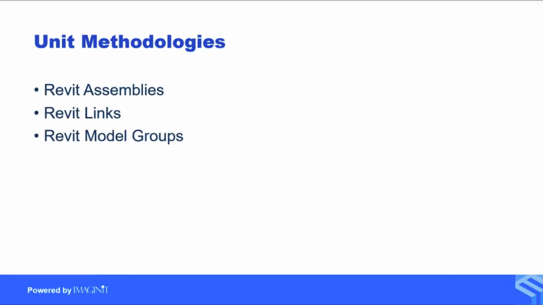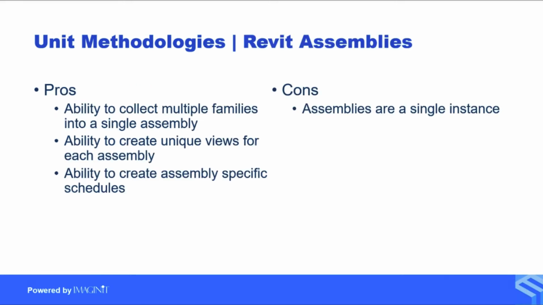The 3 methods that you can use to do unit-based projects, aside from just manually doing it one by one, are assemblies, links, or model groups. Next slide. Revit assemblies come with a bunch of pros and 1 very big con.